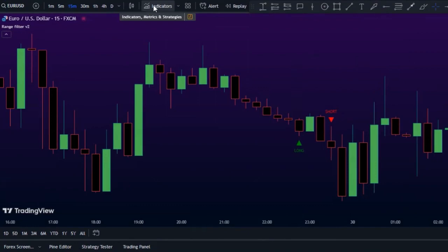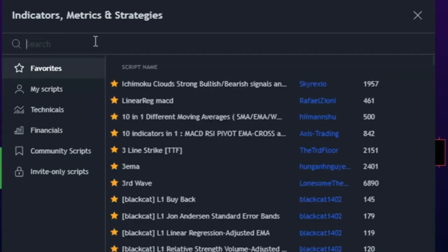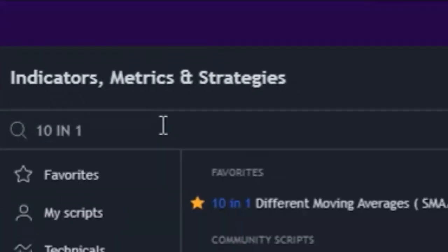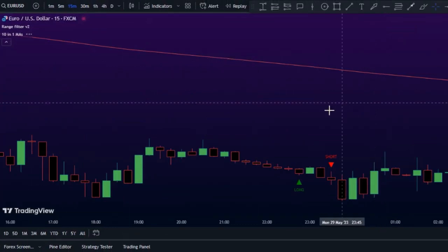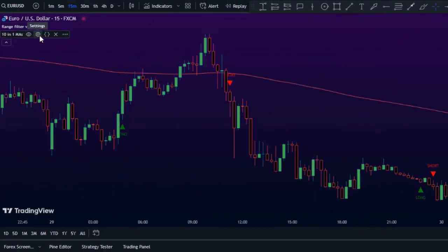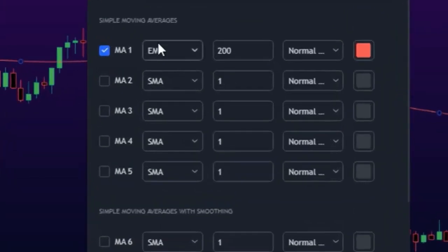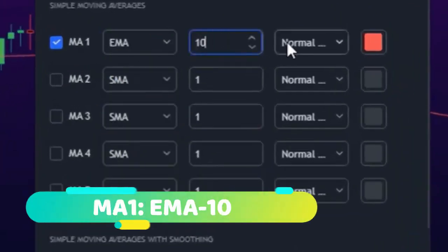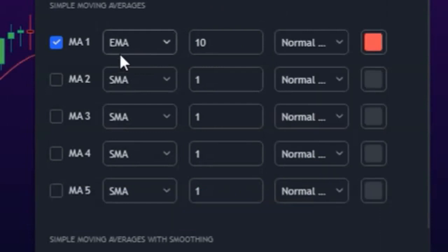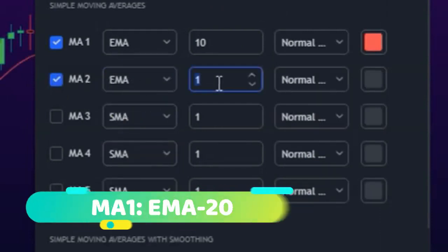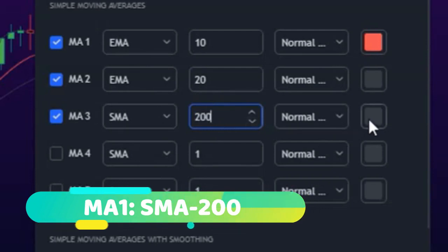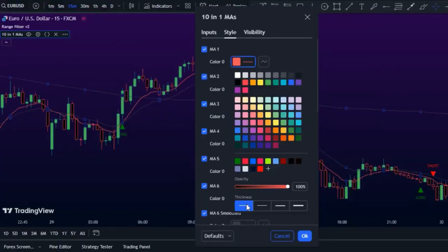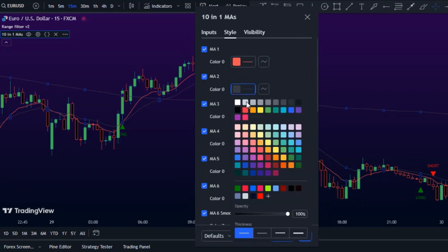But there's one more step to improve this strategy, adding a third indicator called 10 and 1 different moving averages. After adding it, configure MA1, MA2 and MA3 as follows. MA1 should be 10 period EMA. MA2 should be 20 period EMA. And MA3 should be 200 period SMA. Then customize the lines however you prefer in the Style section.